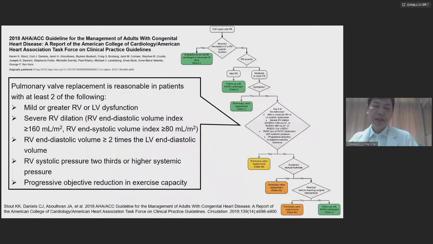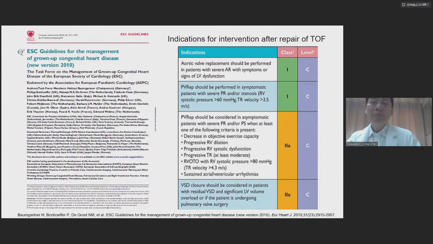There are several statements and guidelines on the indication of reintervention, especially for pulmonary valve replacement. This flowchart shows the strategy for the treatment of pulmonary regurgitation. The ESC published a guideline for the management of grown-up congenital heart disease. It shows the indication of reintervention after repair of Tetralogy and focuses on the indication of pulmonary valve replacement.